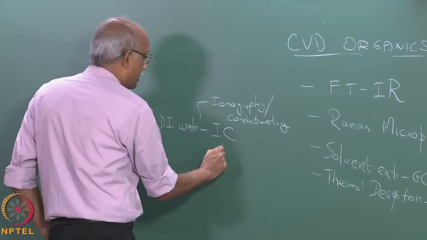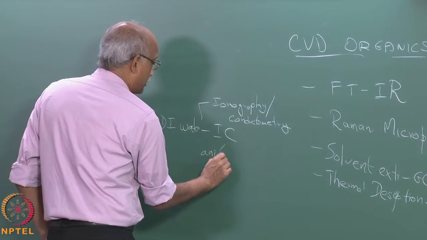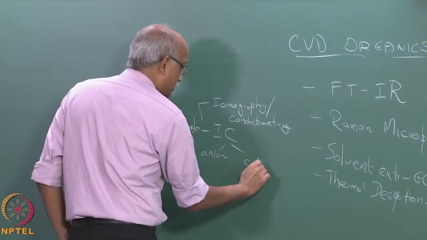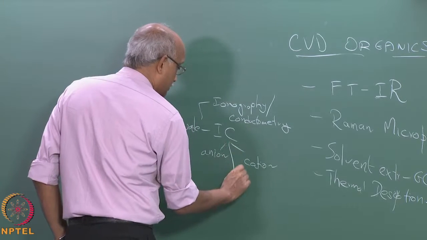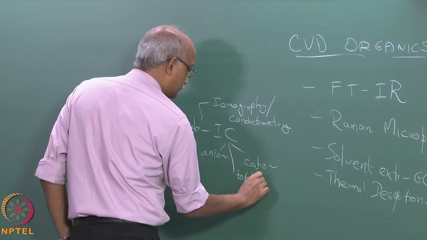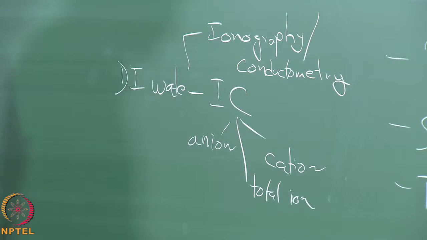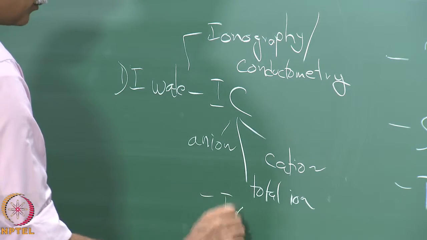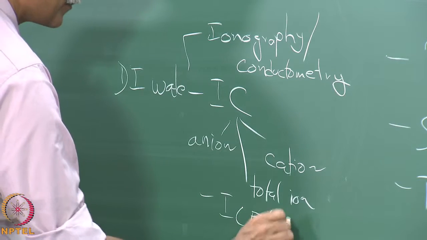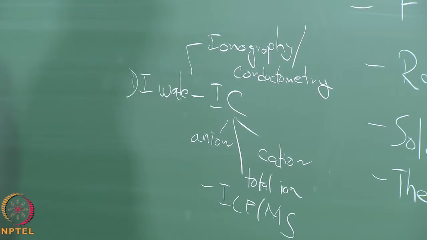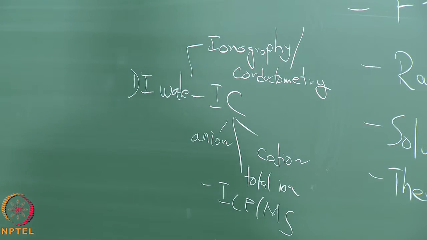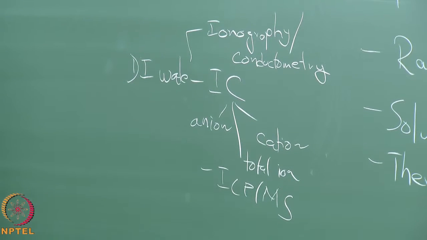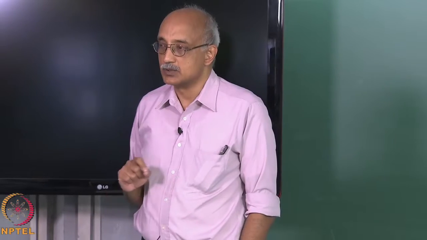Of course, in ion chromatography, there is anion chromatography and cation chromatography. And, of course, there are also total ion chromatograms that are available. You can also do ICP-MS, inductively coupled plasma mass spectroscopy, which is a more sensitive methodology to detect very specific ions in the solution.